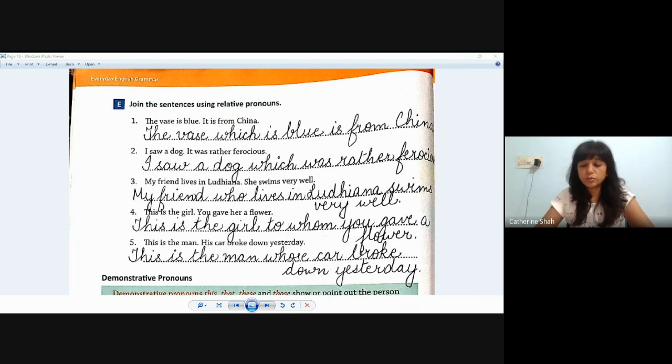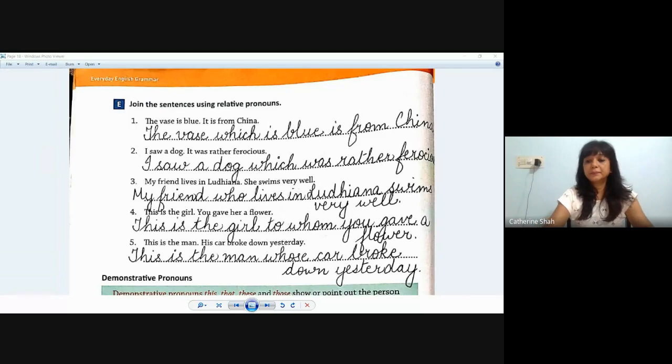Who, whom, and whose are used for people. That is also used for people, animals, and things. And which is also used for animals and things. You just need to keep these three rules in mind. If you want to refer to them, please go to page number 16, keep in mind section.